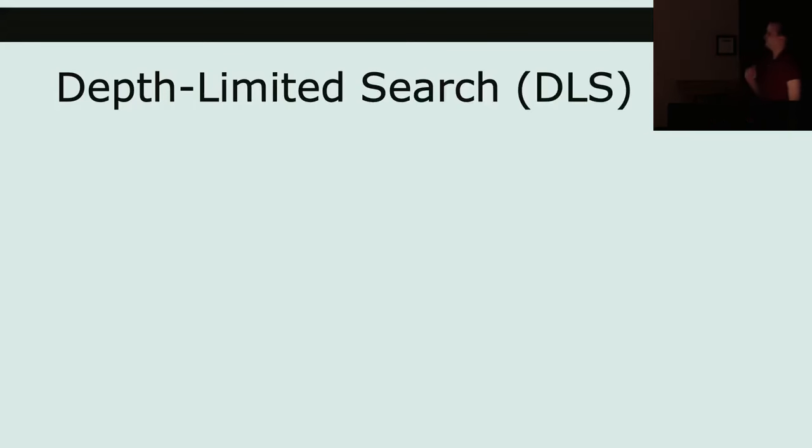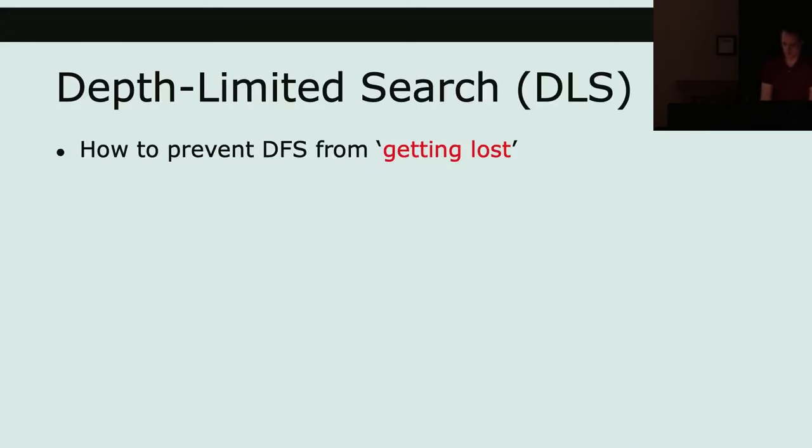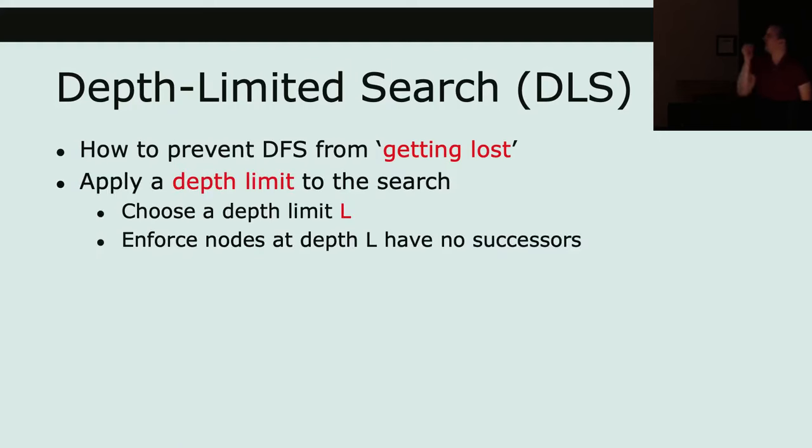Now, how might we solve some of the problems of depth-first search? How do we prevent it from getting lost down this infinite hole that we don't want to happen? Let's apply a limit to the search. That limit is going to be called L. And what we're going to do is say, once you get to depth L, no more searching for you. It's just done.